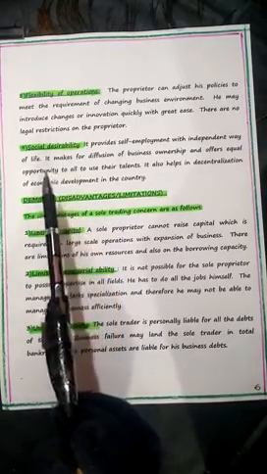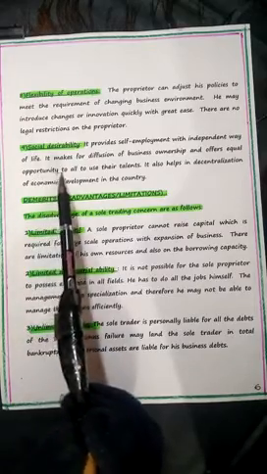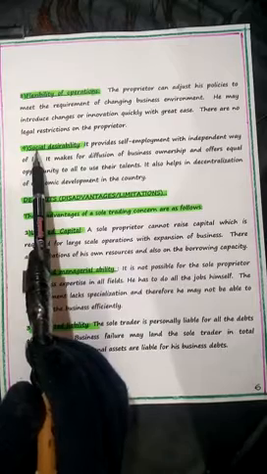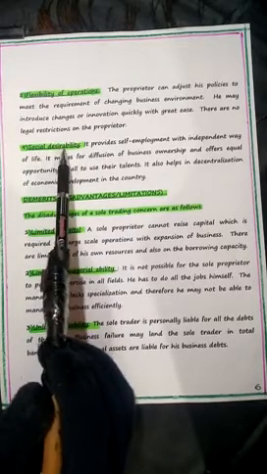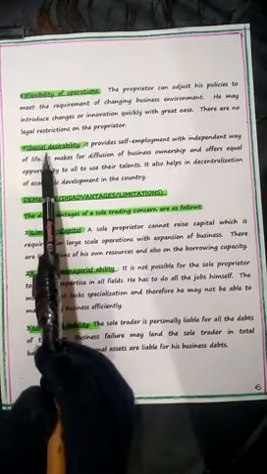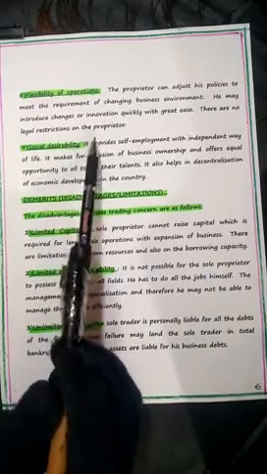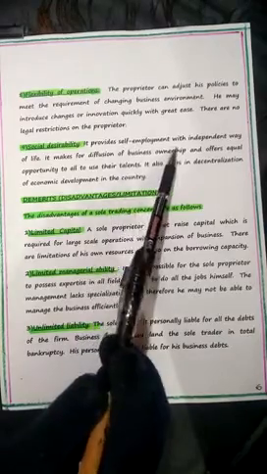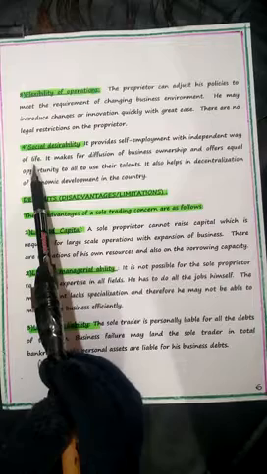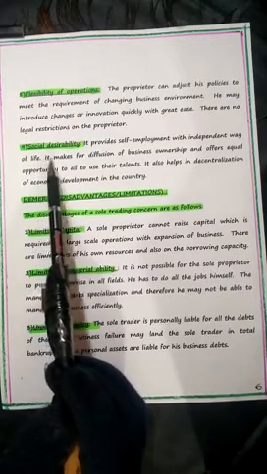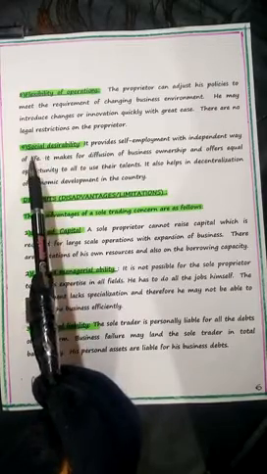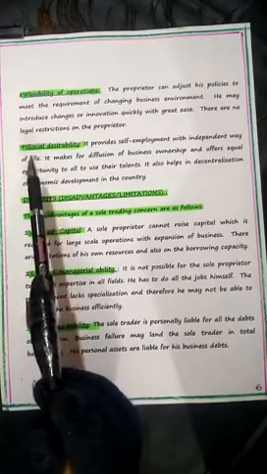Ninth one, social desirability. It provides self-employment. Anything with the word social, children, is society related, community related. So every business has got social responsibility. So sole proprietorship provides self-employment with an independent way of life. So I told you, if at all you want to be independently working, you should have your own business. That's why the Muslim community, even the Marwari community, they all have their own businesses. They don't like to work under anybody.